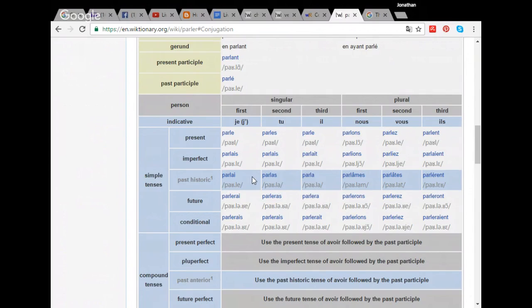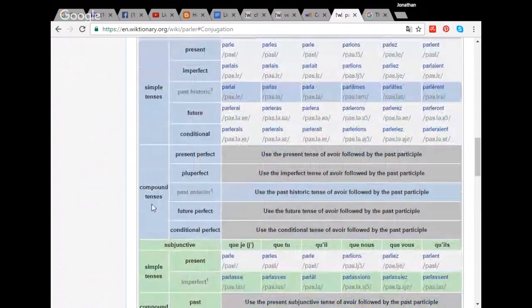It's not usually used in speaking. You have the future tense, you have the conditional, like I would speak, and I will speak for that. Where it says here, these compound tenses, you need to use a conjugation of the verb avoir, either in present or imperfect, or past historic, or future, or conditional.